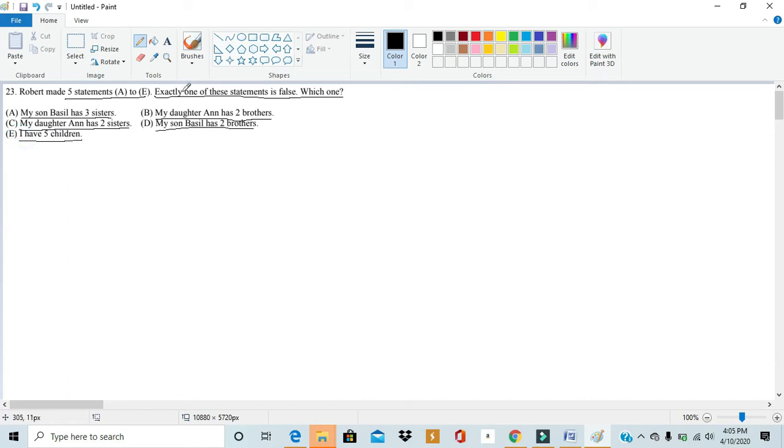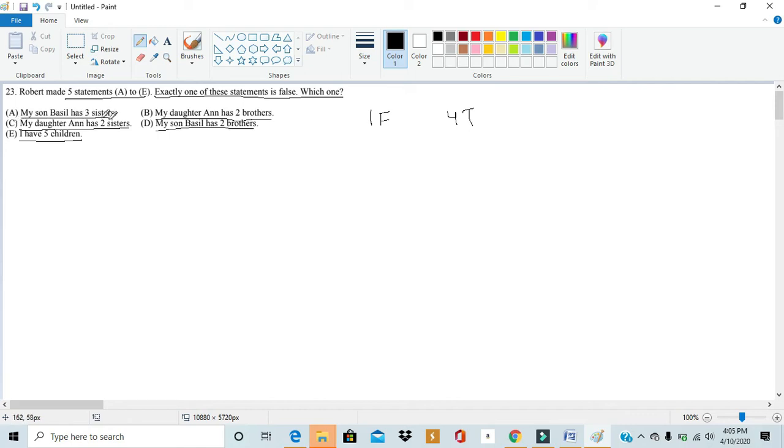So in the problem, it tells us exactly one of these statements is false. So that means if there's one false statement, the 4 other statements are all true. So to find the false statement, we have to go through each of these cases to find out which statement is false, where all the other statements can remain true without any contradiction. So we must test this elimination approach to find out which is the best answer. So let's do that. Statement A.